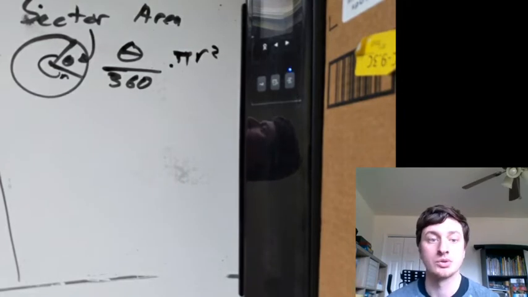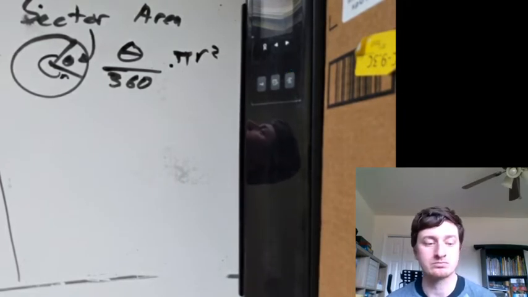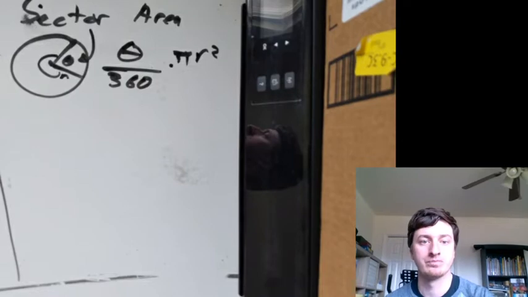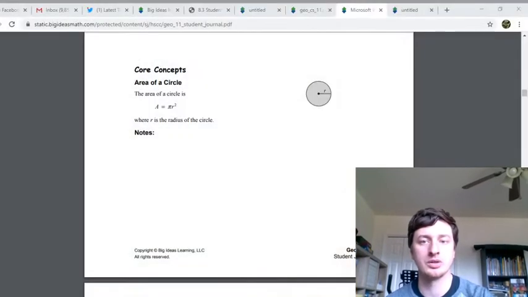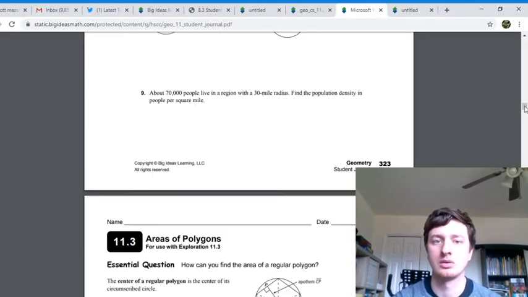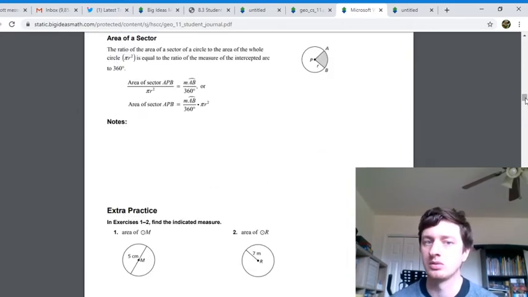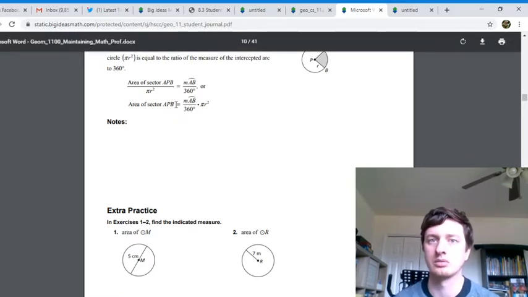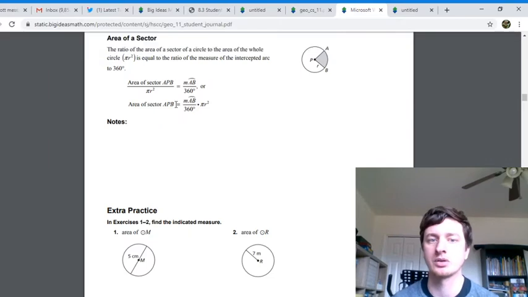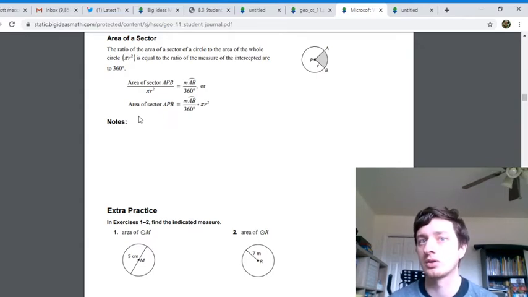Okay, so for example, if we go back to this, I scroll down to 4. Here's that formula again. I did the bottom one, this one here. Area of sector equals the measure of the angle divided by 360 times pi r squared.